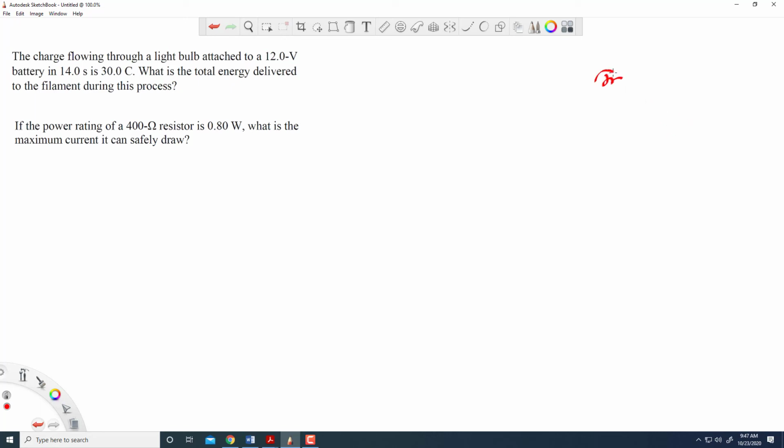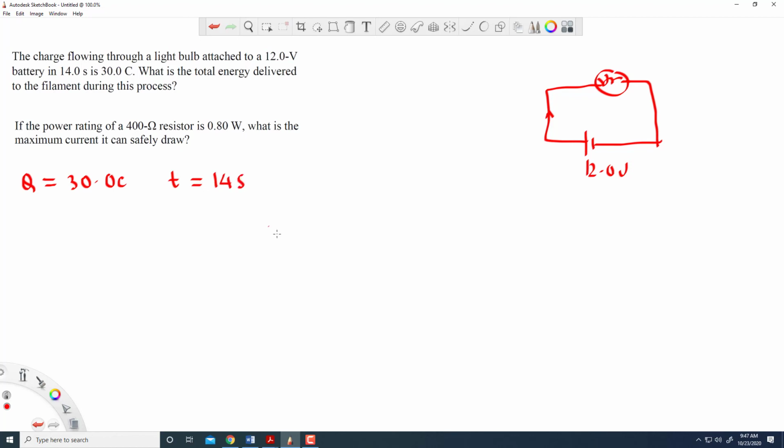We have a light bulb connected to a battery, and in 14 seconds that much charge flows through this. So Q is 30 coulombs, time is 14 seconds, and delta V is 12 volts. What's the total energy delivered by this bulb during that time? So we want to find the energy delivered.